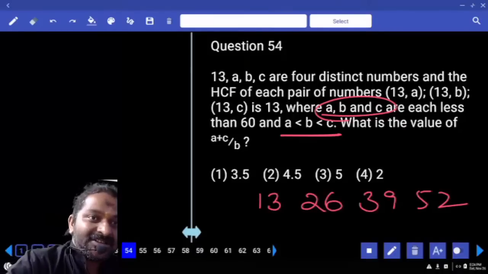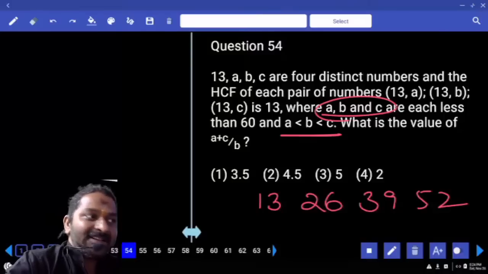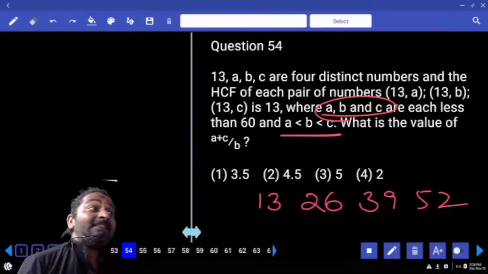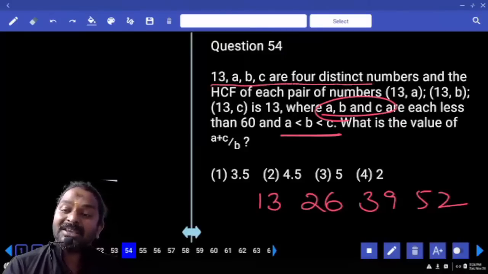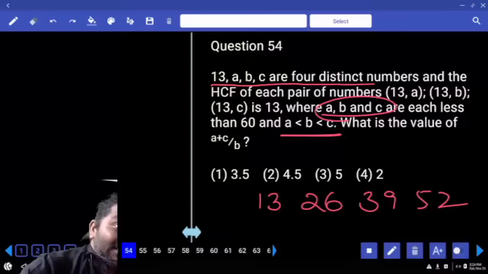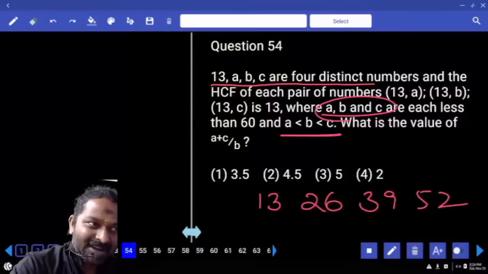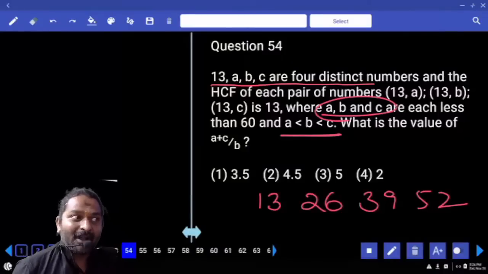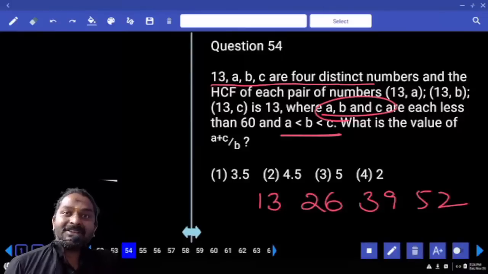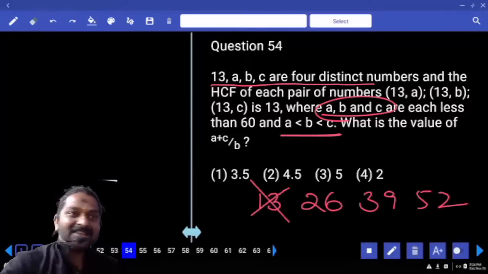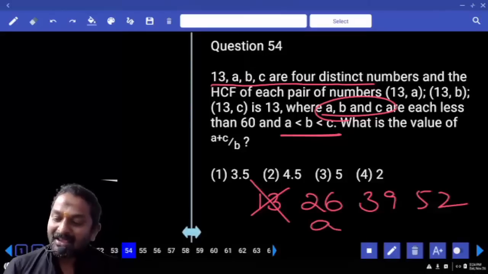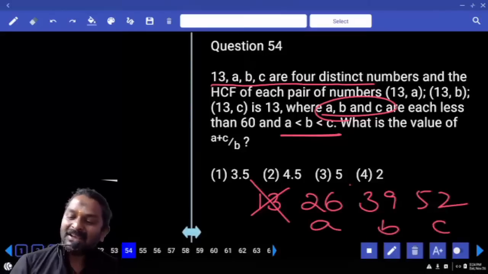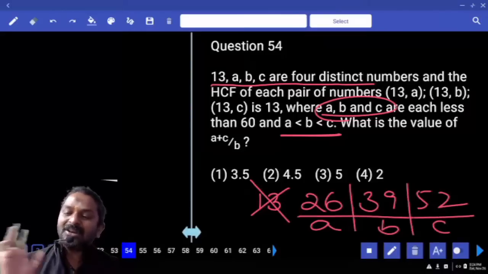Of course there is a condition which says A less than B less than C. Will you get a unique combination? Yes, we will. Read the information carefully. 13, A, B, C are four distinct numbers. That means all four are different numbers, right? So out of our four combinations, 13, 26, 39, 52, you cannot consider 13, because 13 is already given. So A, B, C get unique combinations only.